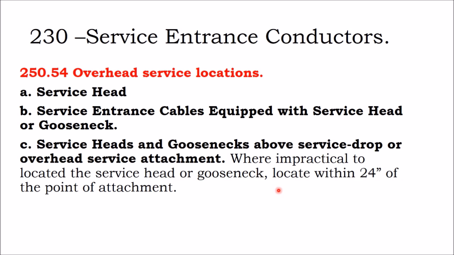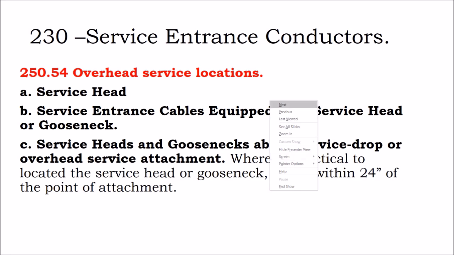Service entrance conductors. Overhead service locations: the service entrance cables are equipped with the service head or gooseneck, and service heads and goosenecks are located above the service drop or overhead service attachment. Where impractical to locate the service head or gooseneck there, locate it within 24 inches of the point of attachment. All right.